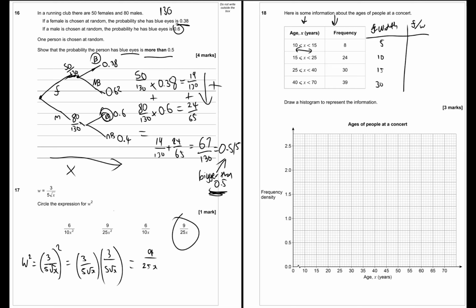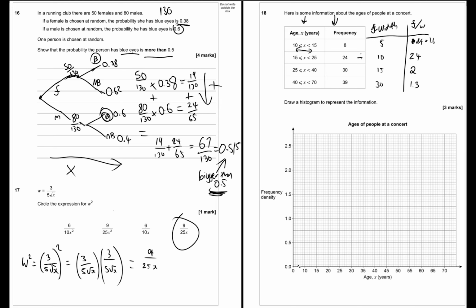So the first one is going to be 8 divided by 5, which gives you 1.6. Next one is going to be 24 divided by 10, which gives you 2.4. Next one is 30 divided by 15, which gives you 2. The next one, 39 divided by 30. Put it in your calculator, you should get 1.3.